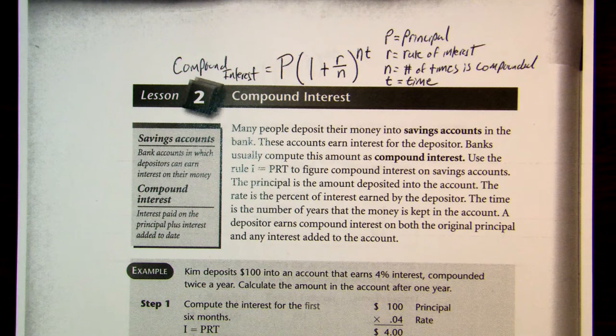Okay, guys, welcome back. Chapter 10, Section 2 on banking and investing. This is compound interest.